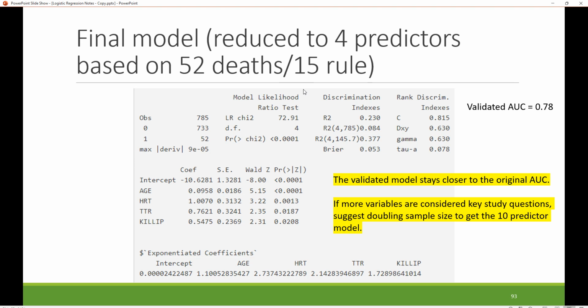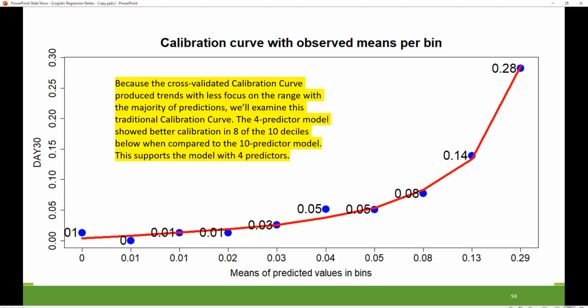That could be a tough decision to make if this data took a long time to collect. If it didn't, it would definitely be worth waiting to collect more data so that you can test those 10 predictors if they are considered critical to the study findings or to the model predictions. Okay, so another thing that we can do, now that we have that 4 variable model, is look closer at the calibration curve.